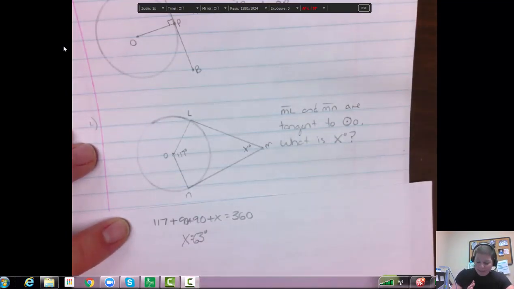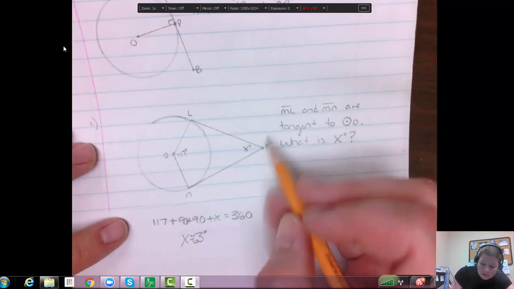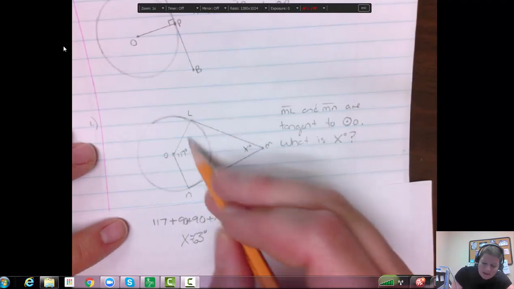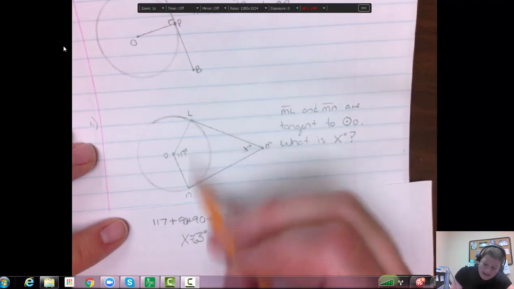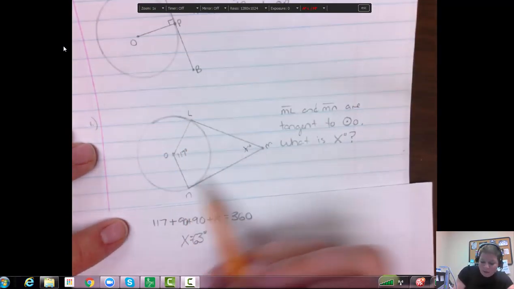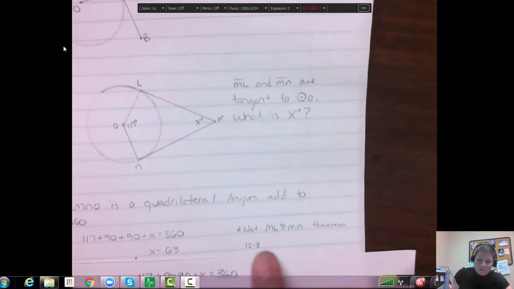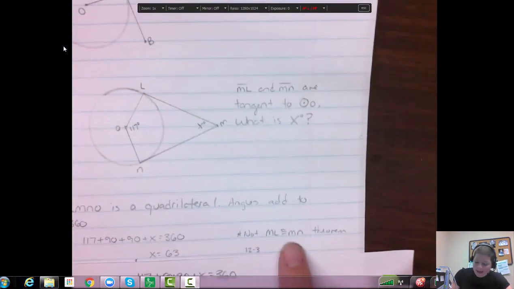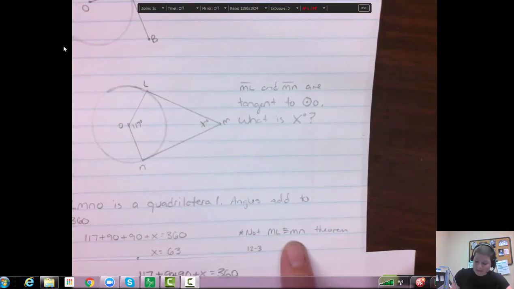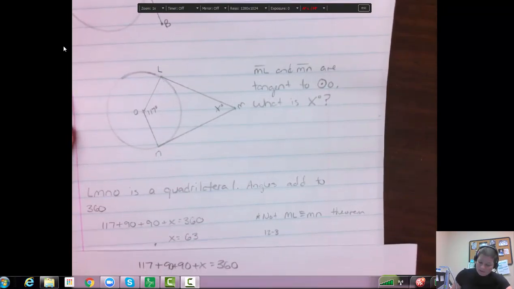Another theorem that we have, and I didn't want to redraw another picture, is if you have two lines going from a point to a circle that are both tangent to that circle, then those 2 lines are congruent. It's theorem 12.3. So ML and MN would be congruent. Okay? So that's how we look at that problem, and we would know that those are congruent.